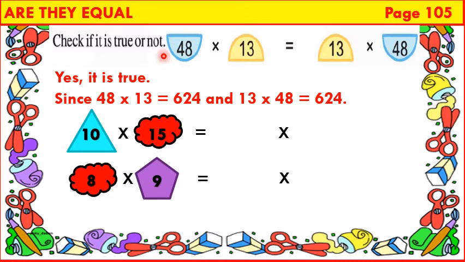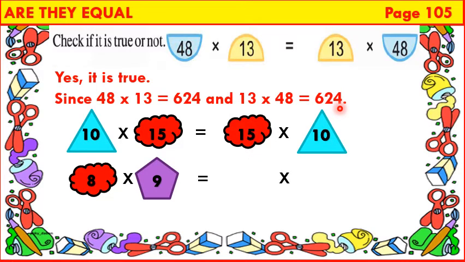Even when two or more numbers are multiplied in any order, the answer always remains the same. Let us consider some examples. 48 multiplied by 13 is equal to 13 multiplied by 48. Check if it is true or not. The answer is yes, it is true. Since 48 thirteens are 624 and 13 forty-eights are also 624.